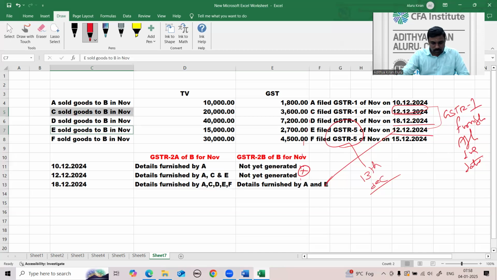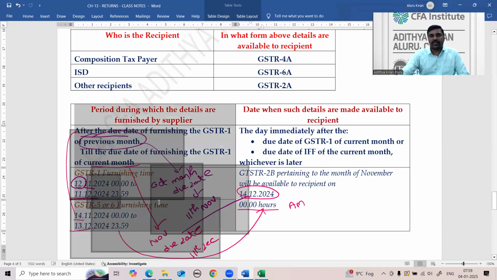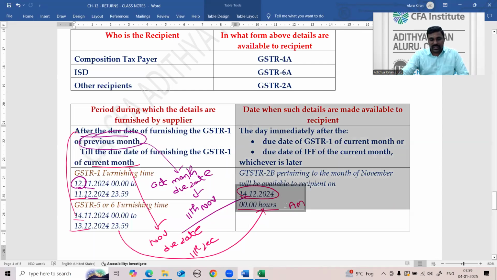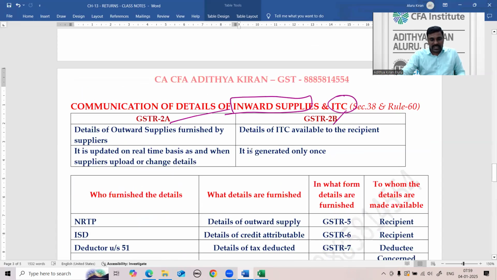That is the period during which the details were furnished by the supplier and the date on which the details are made available to the recipient. Okay, this is good. It is generated only once. GSTR 2B of November month is reflected only once.